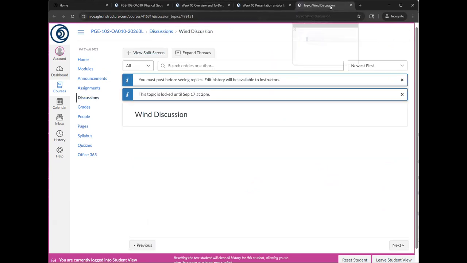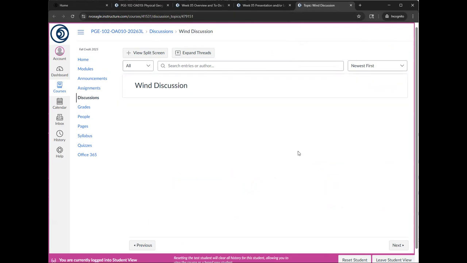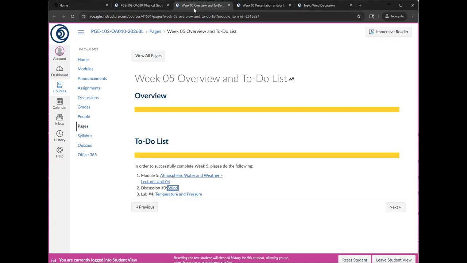Oh, sorry, this is wind discussion, not lab. So you will have a wind discussion that pops up here. It is already in there. I might be swapping it around. I haven't decided yet. There's a really interesting one in there. Unless something cool happens in the atmospheric weather in the next couple days, it will be ready to go for you as it is. Okay, and then we will have your temperature and pressure lab. Of course, that is not open yet.